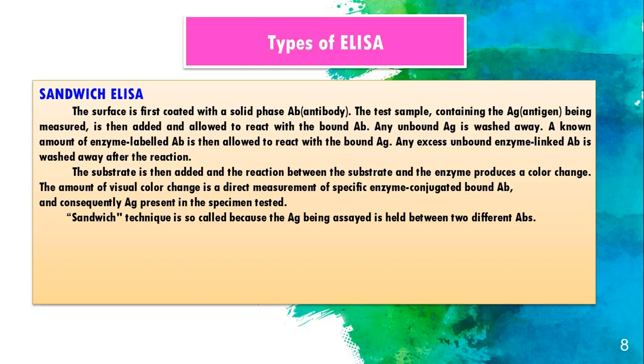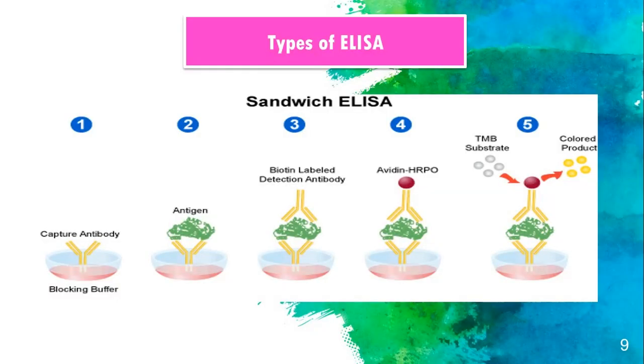So, the sandwich ELISA technique is so called because the AG or the antigen being assayed is held between the two different antibodies. So, we have here the diagram of sandwich type ELISA. The yellow colored Y-shaped ones there are the antibodies, and the green one is the antigen being sandwiched in between the antibodies. And as a substrate is added, a reaction occurs and a color change is observed, which is the yellow one named as the colored product. This color change is the measurement of enzyme-bound antibody present in the sample.